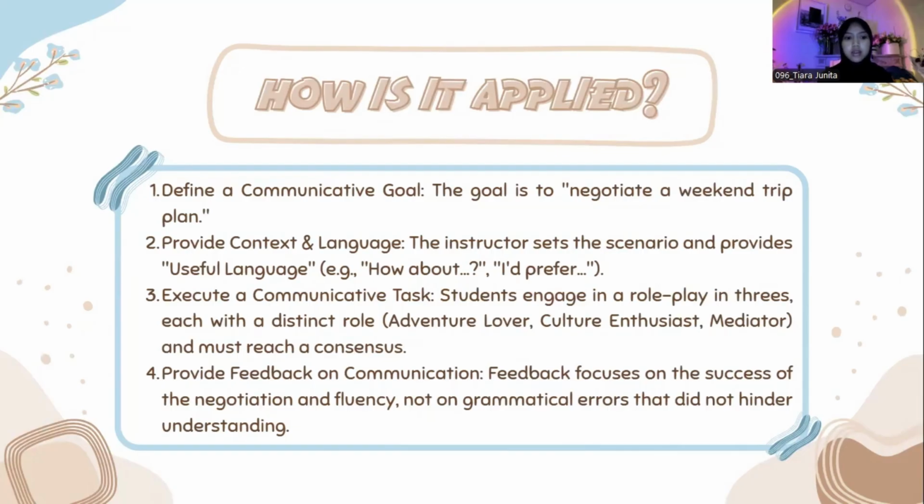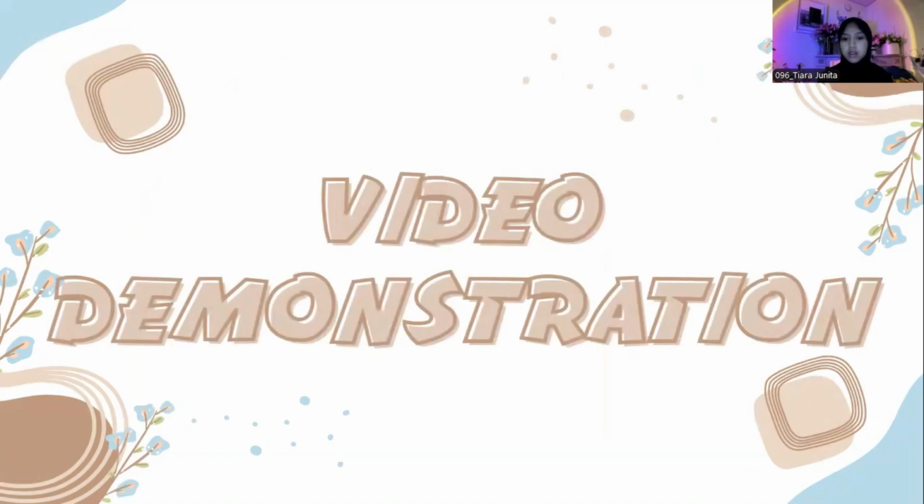And the third is execute a communicative task. Students engage in a role play in threes, each with a distinct role: adventure lover, culture enthusiast, mediator, and must reach a consensus. And the fourth, provide feedback on communication. Feedback focuses on the success of the negotiation and fluency, not on grammatical errors that did not hinder understanding. And now I will show you a demonstration video of how this method is used.